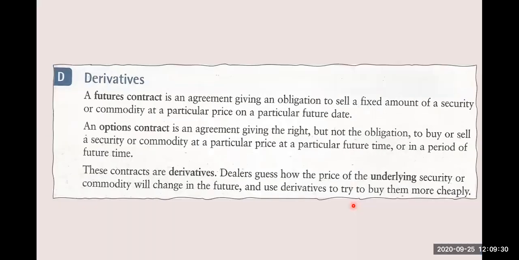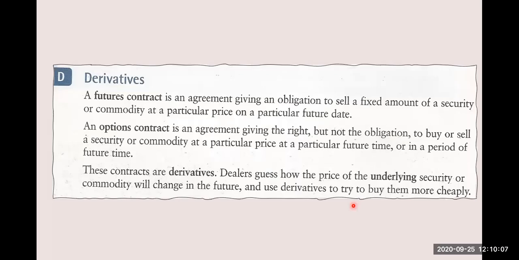And finally, we have this section, derivatives. Let's read this. Rebecca, help us reading, please. A futures contract is an agreement giving an obligation to sell a fixed amount of a security or commodity at a particular price on a particular future date. Thank you, Rebecca. Okay, so we have a futures contract, which is obviously going to be done not now, but later.